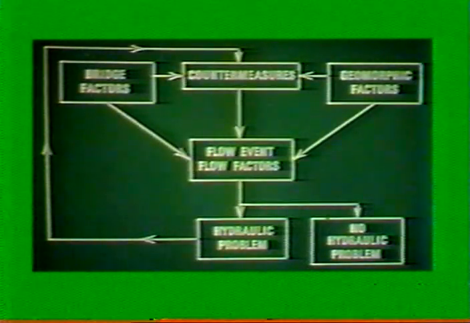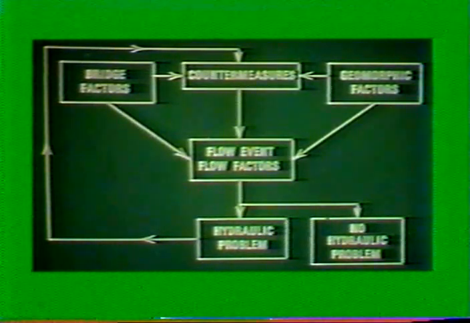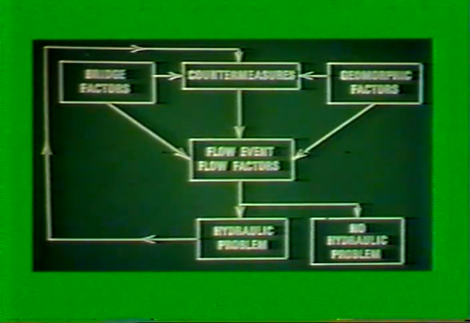For the evaluation of countermeasures and the analysis of hydraulic problems, many factors must be considered. The relationship between these factors is represented in this scheme. A bridge crossing is represented at low flow by a set of bridge factors, a set of geomorphic factors, and a countermeasure, as shown in the top row of boxes. If a flow event occurs, either a flood or a high flow within the banks, the performance of a countermeasure is tested by its interaction with the various factors.